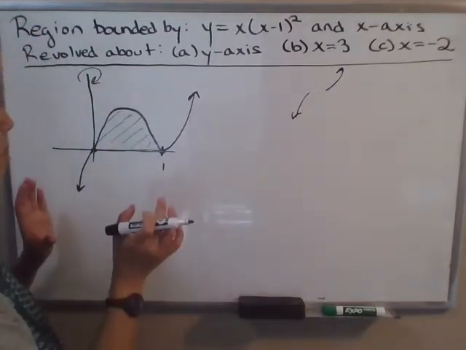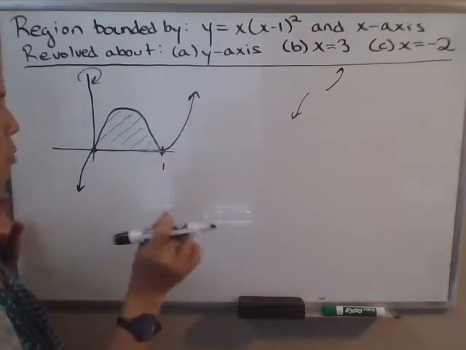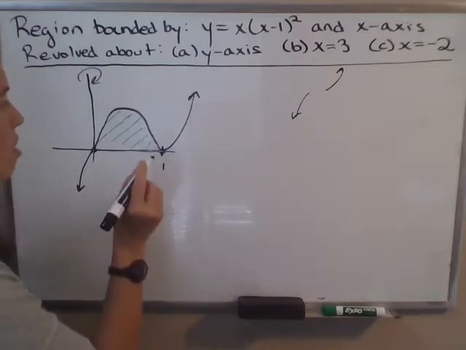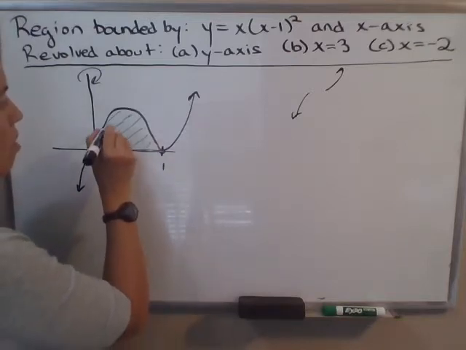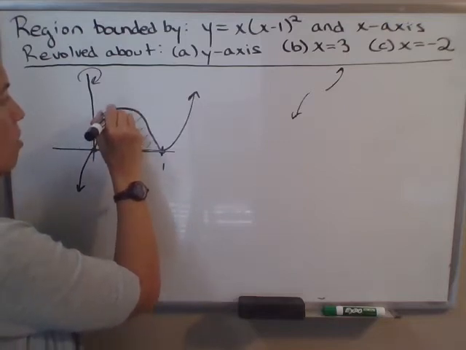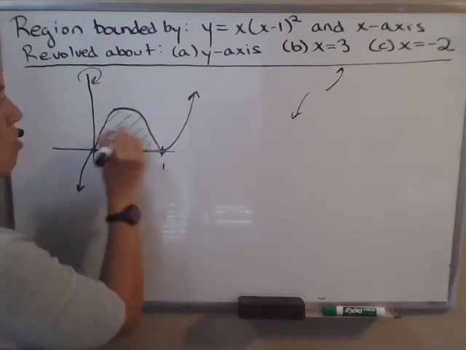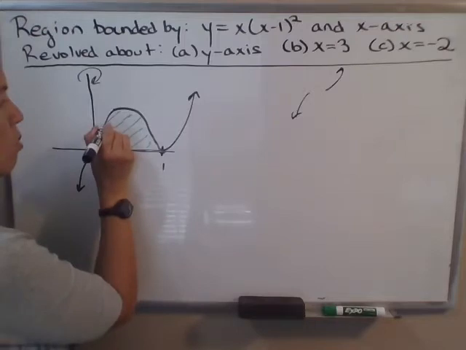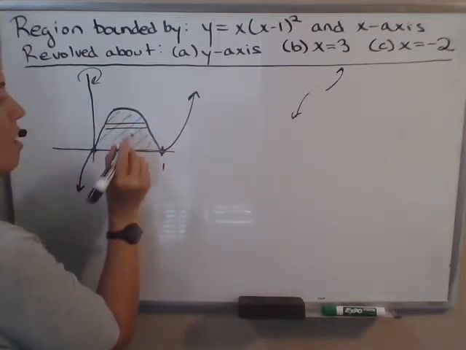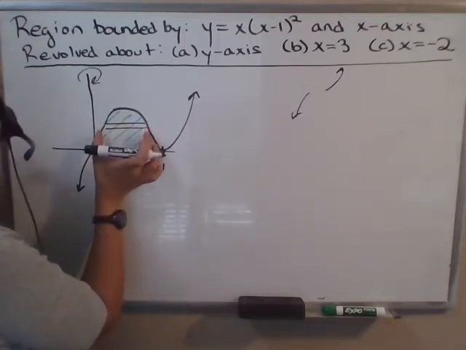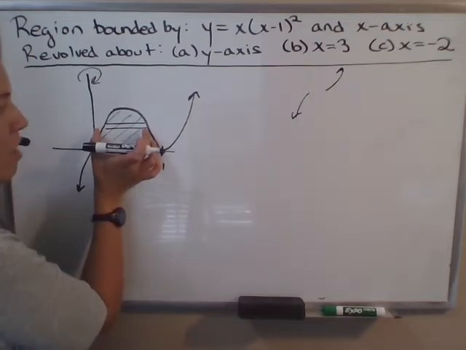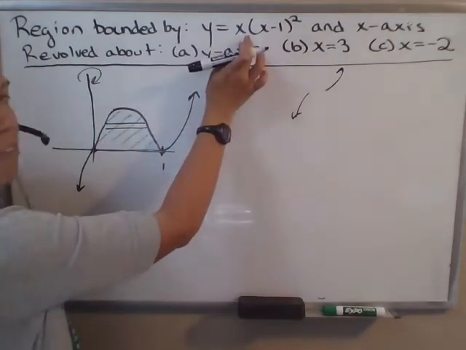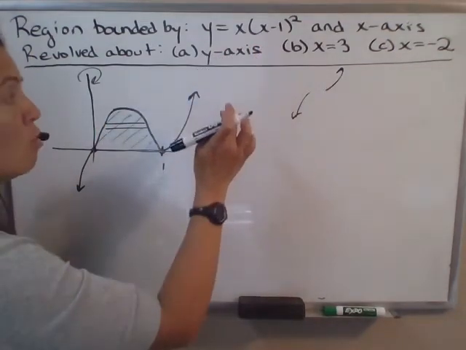Now, the first thing to decide would be how should we draw the rectangles? How should we slice this region? Notice that if we slice it horizontally, so if we draw our rectangles going horizontally like this, one issue is that both ends of that rectangle lie on the same graph, the graph of y equals x times (x minus 1) squared.